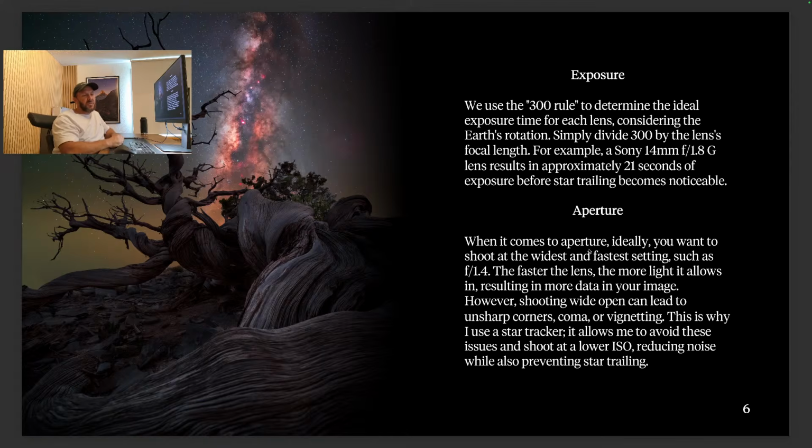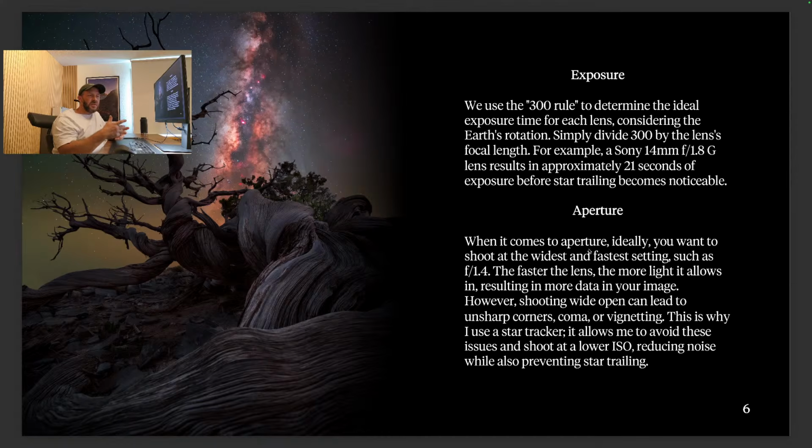So once you've determined your exposure depending on your lens, the next step is to decide which aperture I'm using, right? Obviously, if I have a very fast aperture lens, the goal is to try and use all of that aperture, right? So on a lens like the Sony 14 f1.8, I'll be shooting at f1.8.